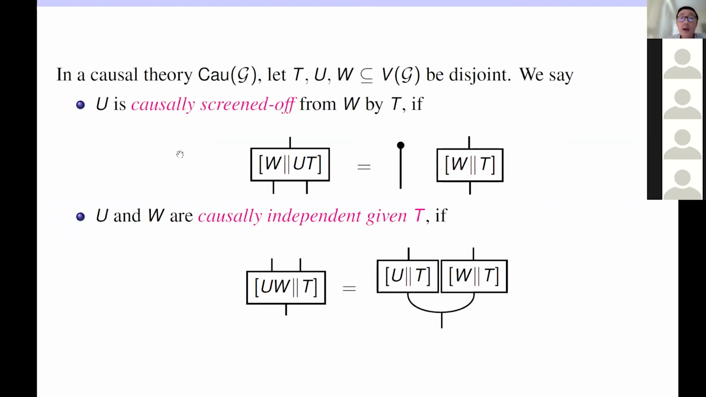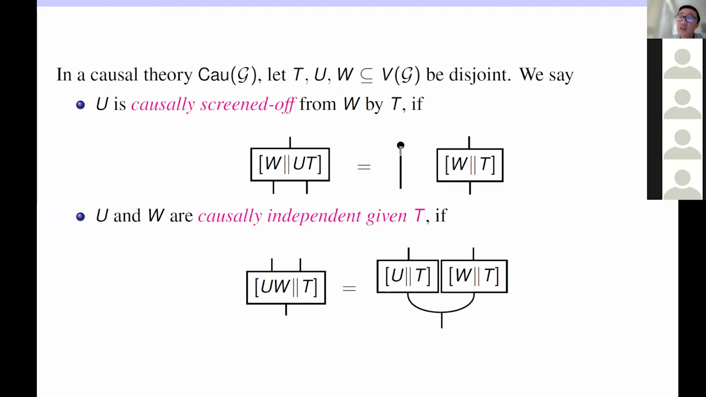And then we can define two more significant notions other than decomposability. One is just causally screened off. This one says that if you have a process from U and T together to W, and it can be factorized in this way, namely you can throw away U. So this just means when you write this, it means you discard U.